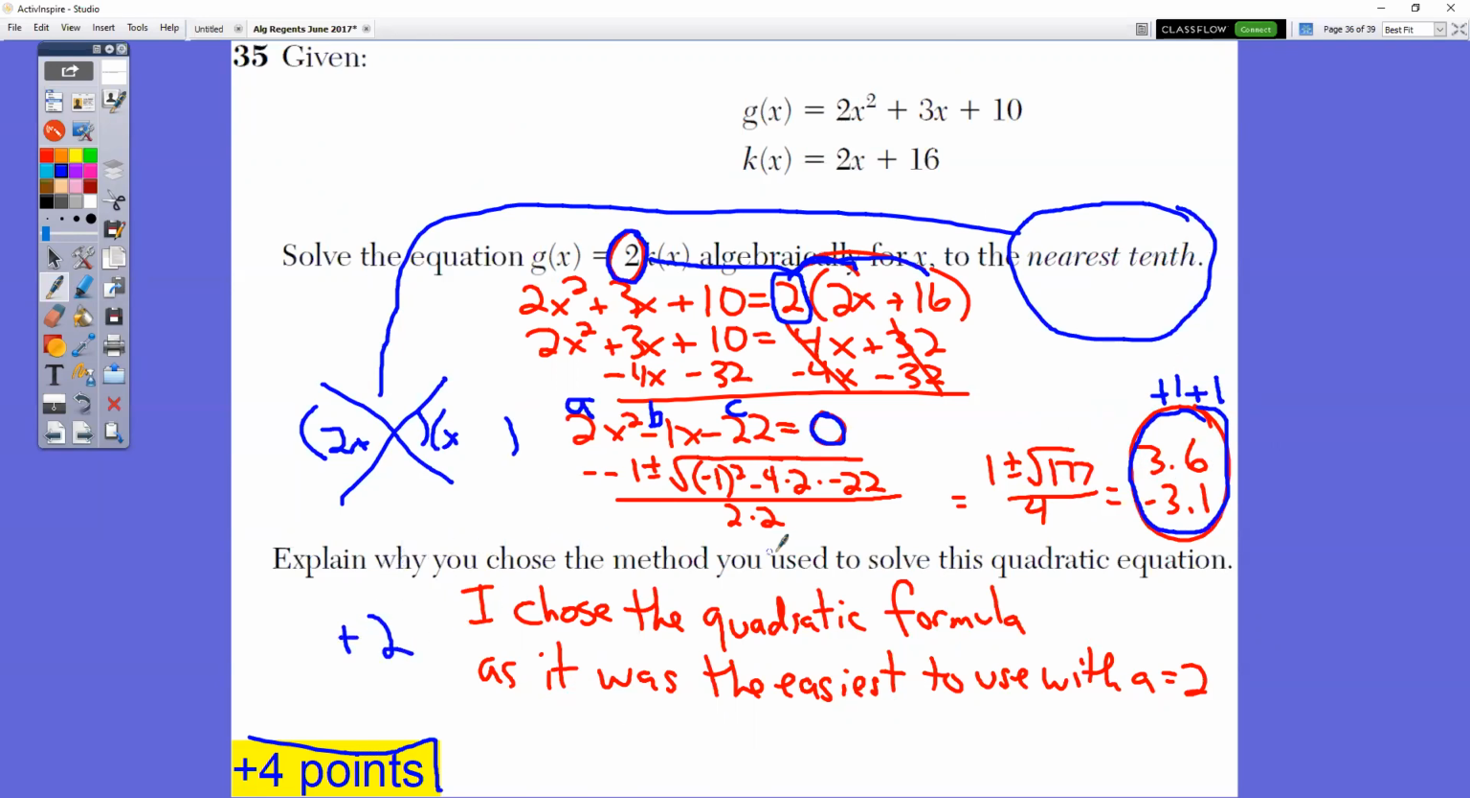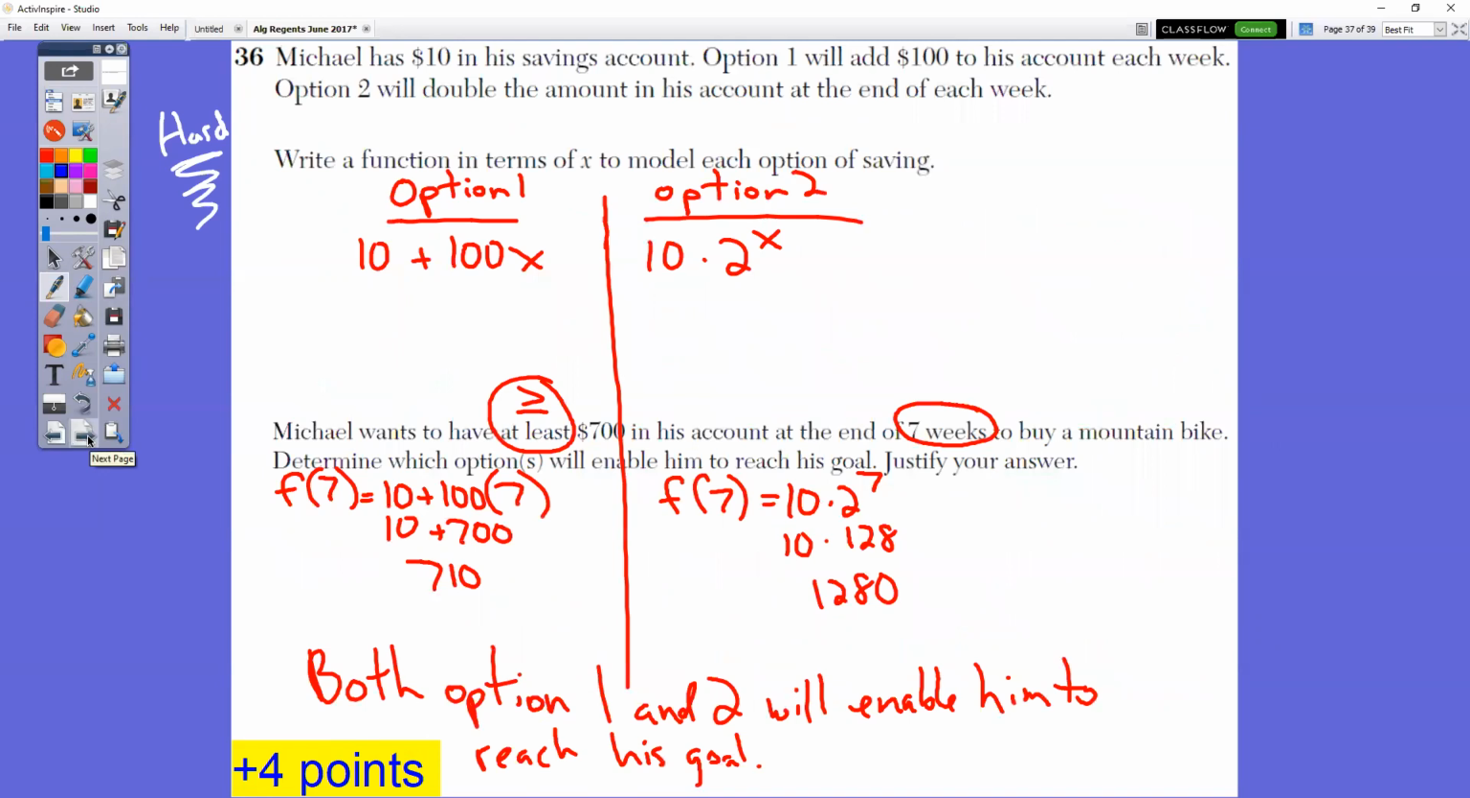Explain why you chose the method you used to solve this quadratic equation. I chose the quadratic formula, all right, because it was the easiest to use when a equaled 2. Something to that effect, all right, whatever method you chose to use. That's the way I would do it. This one is probably the hardest question on the whole entire thing, and it's hard because of option number 2.